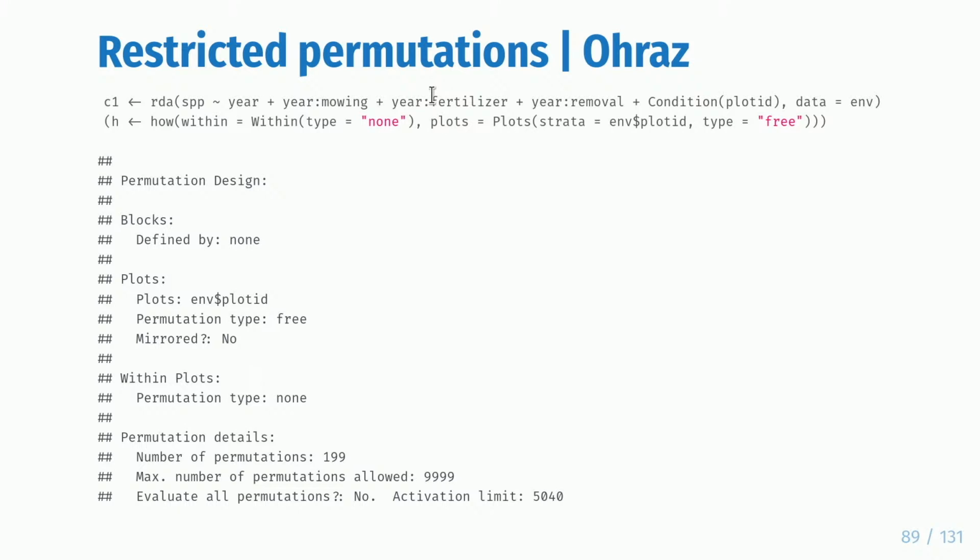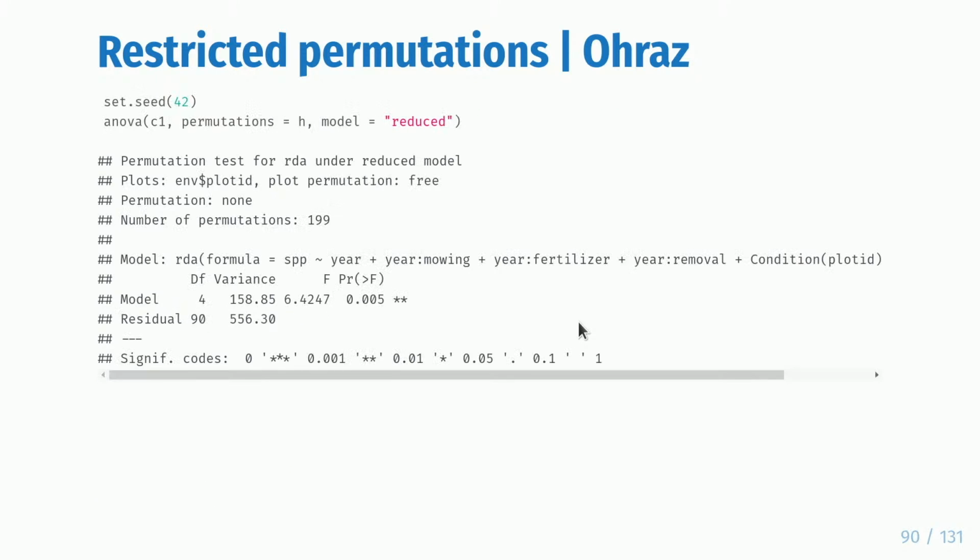Okay, so that's our model that we've fitted. But now when we want to test it, we're going to use this how function, this h object, to tell vegan how to do the permutations. And so we do anova. We give it our model, and now we pass in this h object to our permutations. And I'm going to follow the book, and do it under the reduced model rather than the full model. So when we do that, there are these 4 terms because we had the year effect, and then the 3 year by treatment interactions.